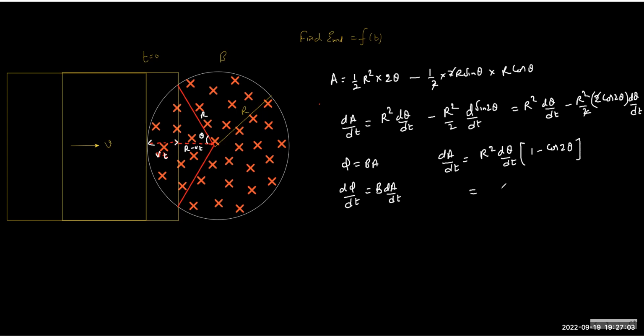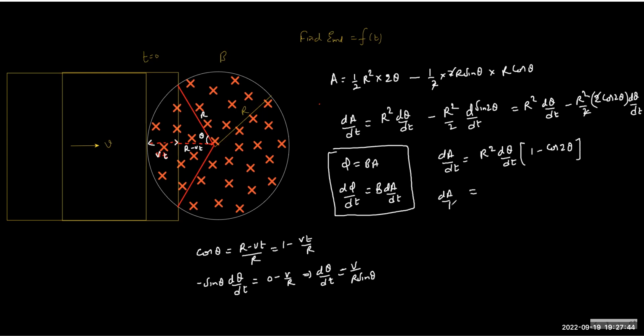And to find d theta by dt, we need to relate theta in terms of other quantities. We can write cos theta equals (r minus vt) upon r, which we can write as 1 minus vt by r. If I differentiate both sides with respect to time, you get minus sin theta d theta by dt equals 0 minus v by r. Am I right? So d theta by dt turns out to be v by r sin theta. Is this correct?